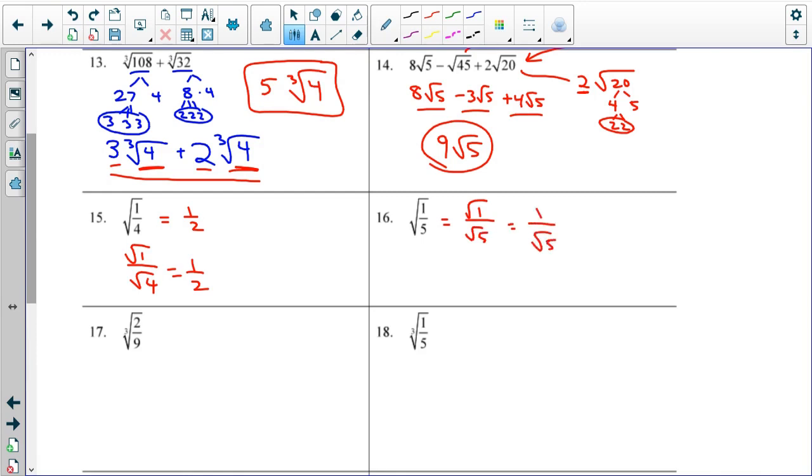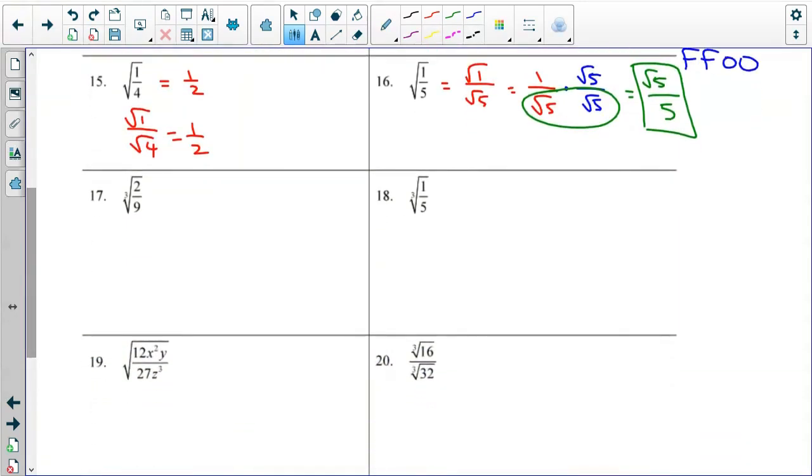I'm not allowed to have any radicals in the denominator, so what I'm going to do is multiply by a foo, and that foo that I'm going to multiply by is root 5 over root 5, because I know that the square root of 5 times the square root of 5 gives me regular 5. So the denominator is now 5, and the numerator is 1 times root 5, which is square root of 5. So my final answer for number 16 is root 5 over 5.